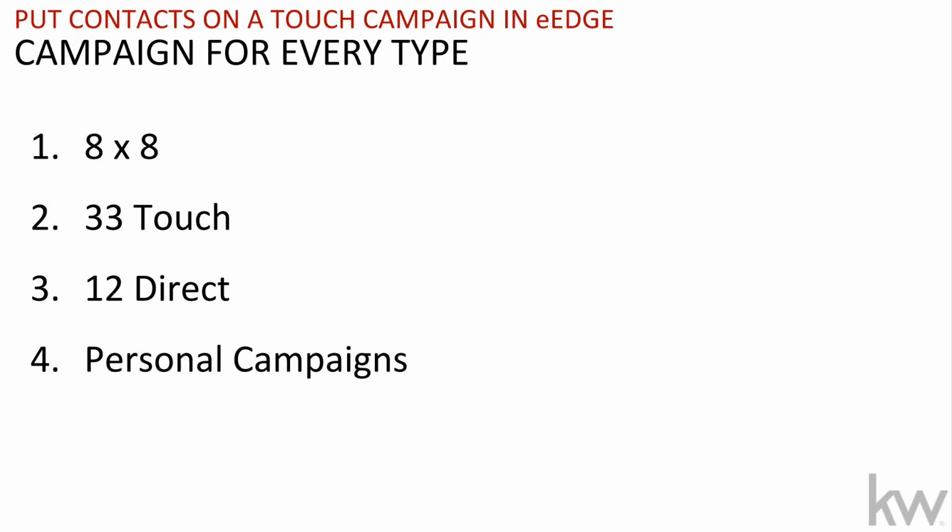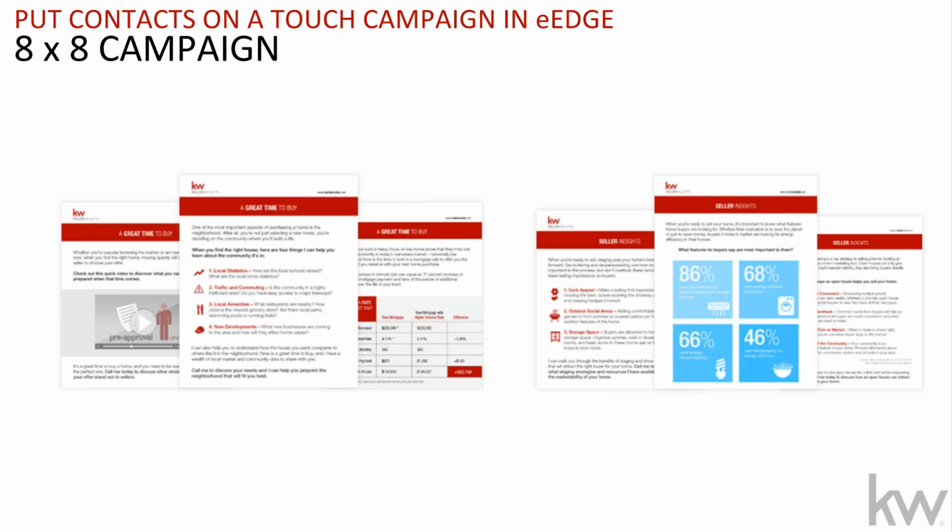And then we have the 12 direct, and the 12 direct is a little bit more of a once a month touch. You can customize any of these touches to go out at any time. 12 direct is going to be sent out with different opportunities. And then lastly is a personal campaign. The personal campaign is all of these touches, but we are now personalizing them. All right, so let's take a look at these in a little bit more detail.